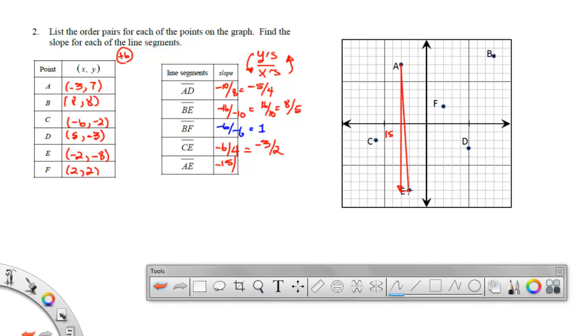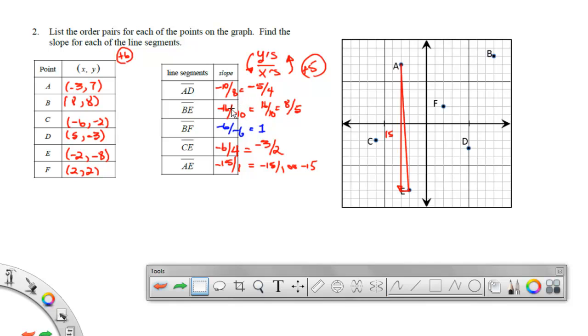And then the vertical component is 1, so that slope is a negative 15 over 1, or you could just write a negative 15. So each one of these are worth 1. So number 2 was worth a total of, what, 11 points.